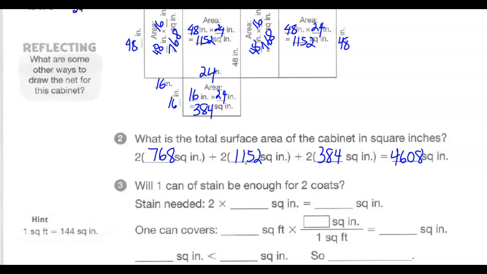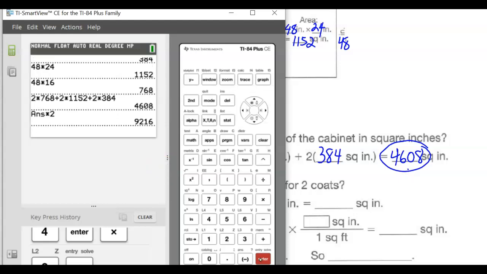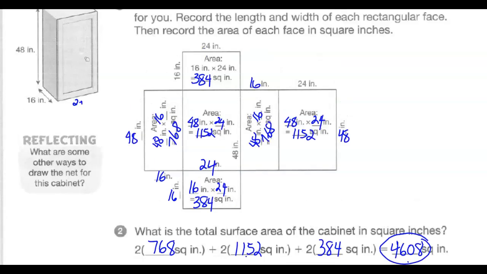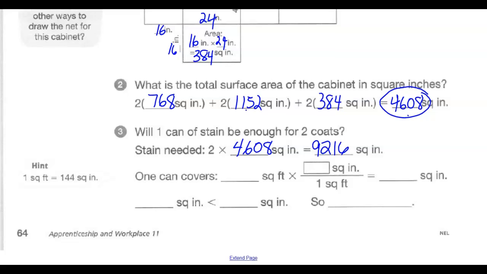Okay, it says, will 1 can of stain be enough for 2 coats? So if you need 2 coats, you're going to cover twice 4,608. So 2 times 4,608. That's still in your calculator. Just press times 2. Doesn't matter what kind of calculator. That will do it. 9,216. Okay, so 1 can covers 80 square feet. So we need to figure out what 80 square feet is in square inches.